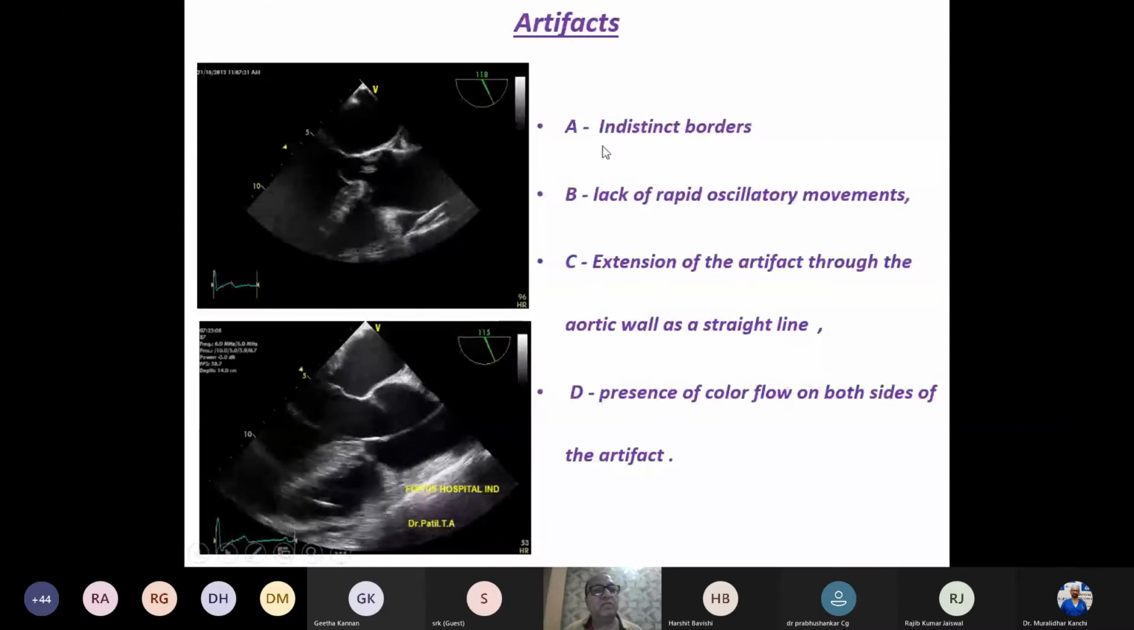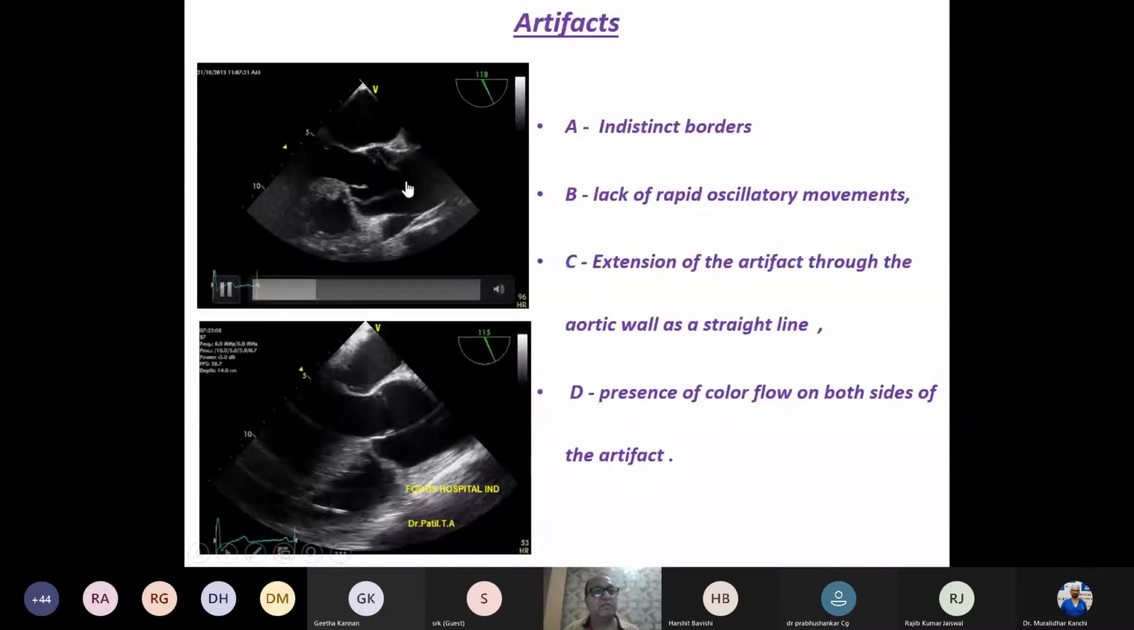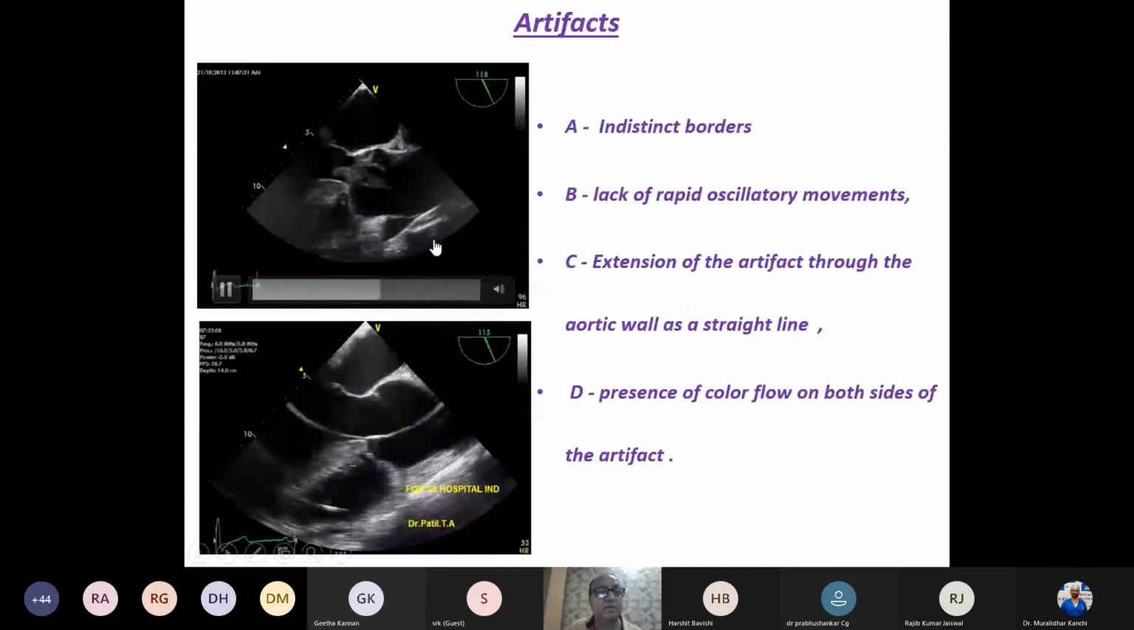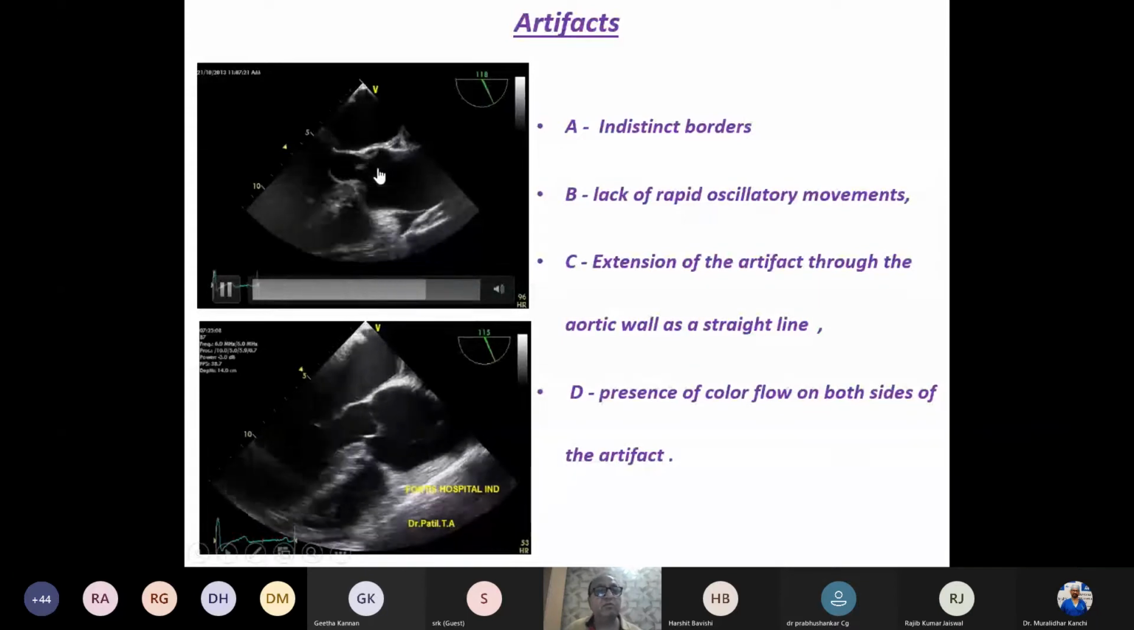The most important point while ruling out dissections is that you have to rule out artifacts. Rest assured, there have been instances where patients have been taken into the theaters, the aorta has been opened, and it was found that there is no dissection; basically it was an artifact. So please remember, don't take it lightly. We have to rule out the artifacts.